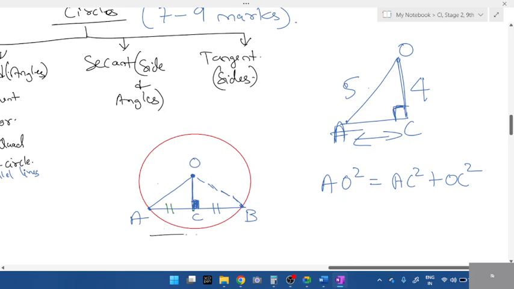So if they ask you to find entire length of AB, this chord AB is made up of how many parts? AC and CB, right? Yes. Use this formula, find AC, students. Apply Pythagoras. Use AC, double that. That's the length of chord. So even this is chord related question. To find the length of chord, we need to use this concept. This is what you studied in 9th.